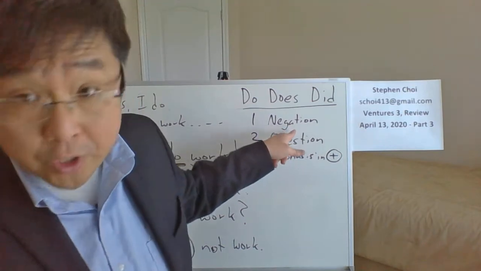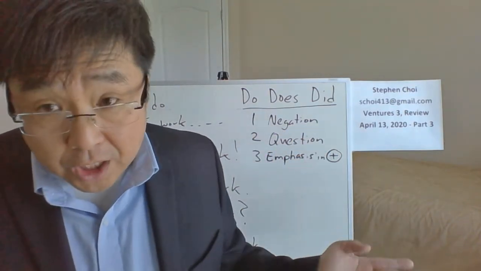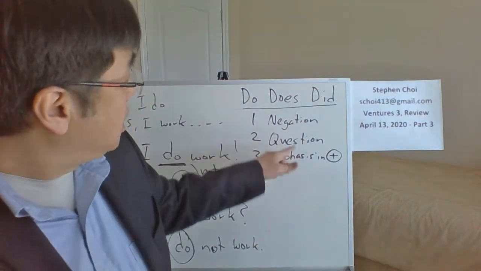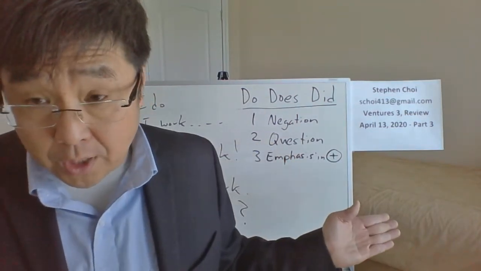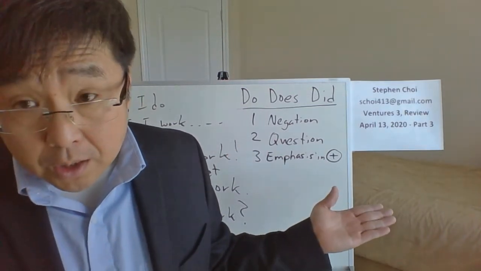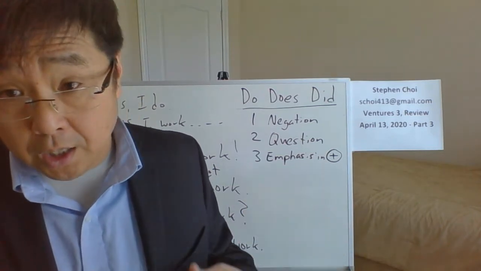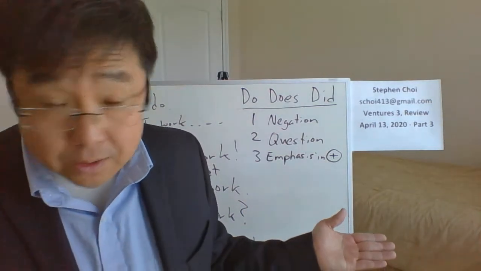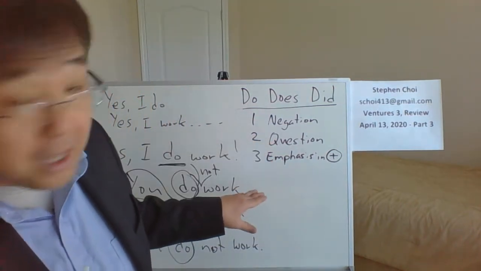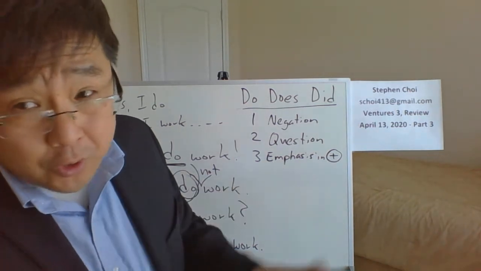We use it in negative forms. I do not work. She does not work. We did not work. And we use it in the question form. Did they work? Do we work? Does it work? So we use it in the question form. But we don't use it normally in the affirmative.